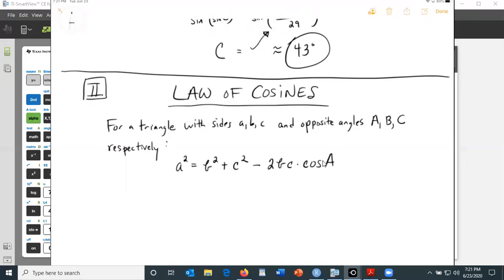Now, you could also write it in a different order. Notice that this one has all 3 sides, but it only has angle A. Well, what if you need angle B? How do you solve for angle B in this? There's no angle B. So it actually becomes this. You get b squared equals a squared plus c squared minus 2ac times cosine of angle B.